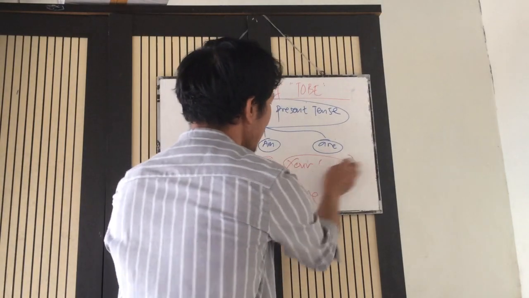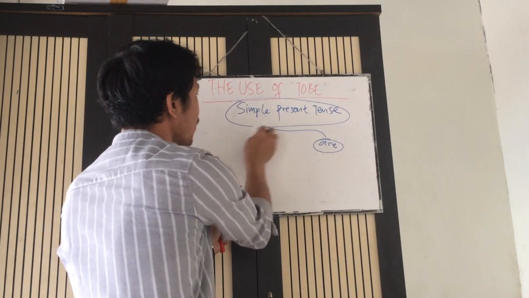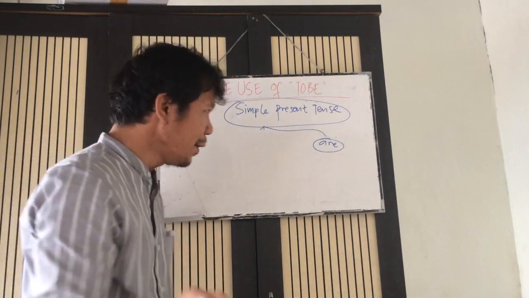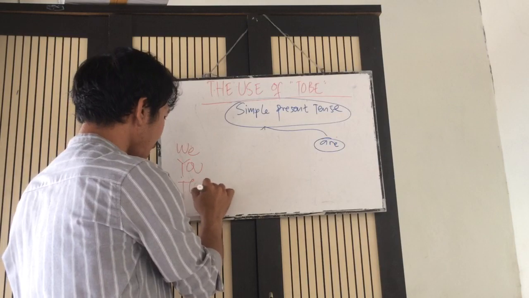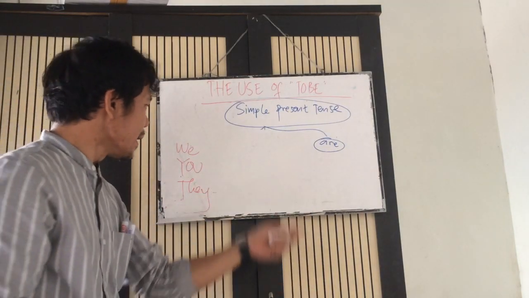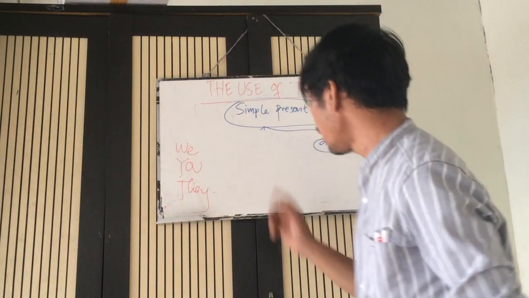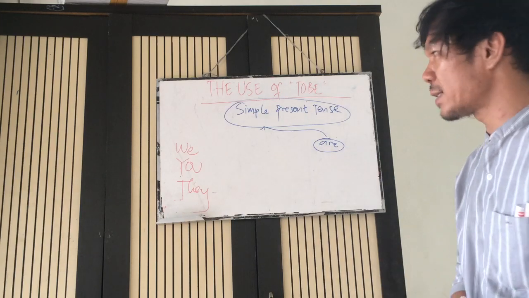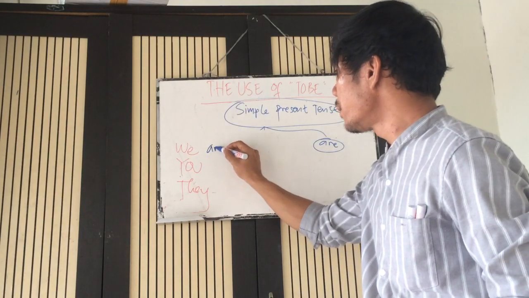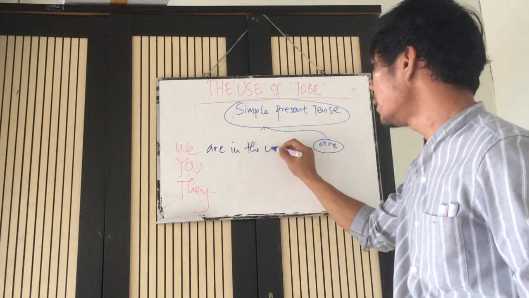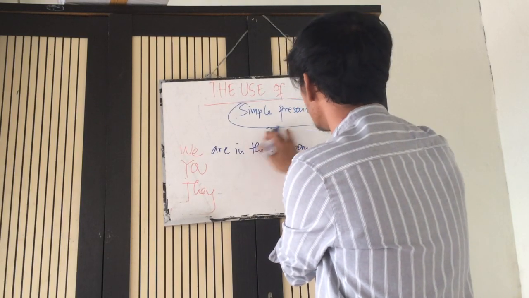So we continue our explanation. We discuss now the using of are. Are is for the subject of we, you, and they. Are is used for the subject of we, you, and they. So the to be are is used for a nonverbal sentence. For example, we are in the classroom. Right? We are in the classroom.